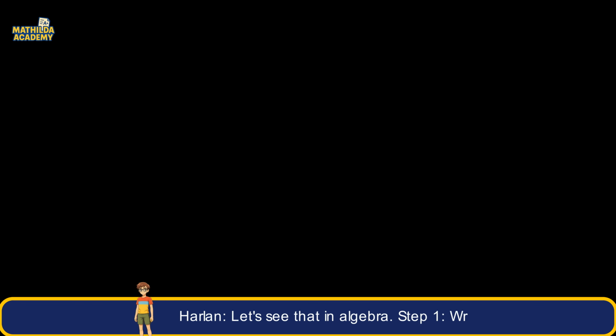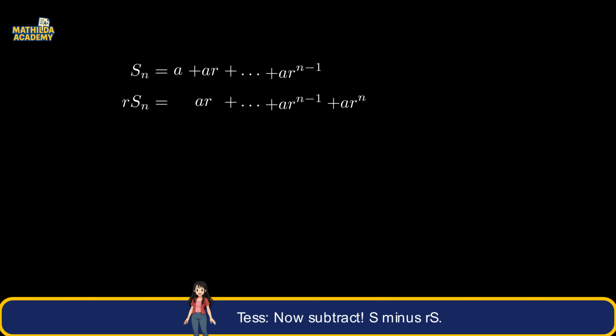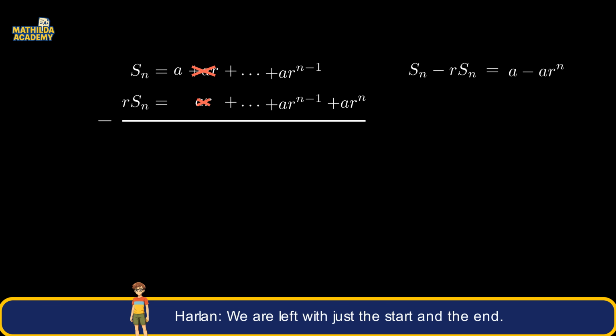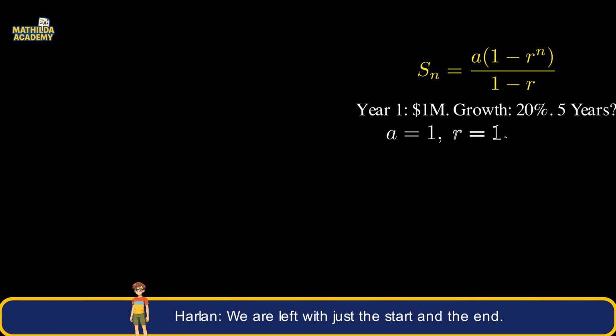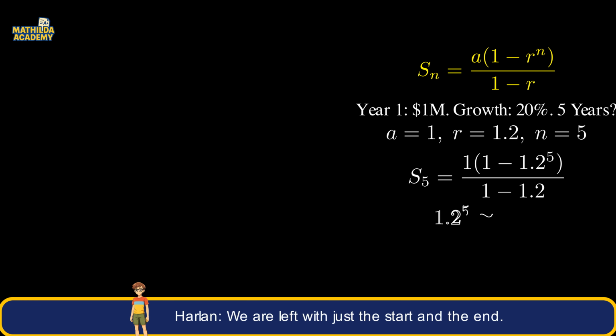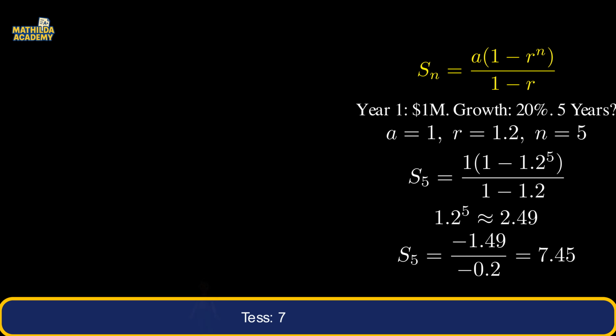Let's see that in algebra. Step 1, write S. Now subtract S minus RS. We are left with just the start and the end. $7.45 million. Nice! Alternatively, swap signs for R greater than 1.